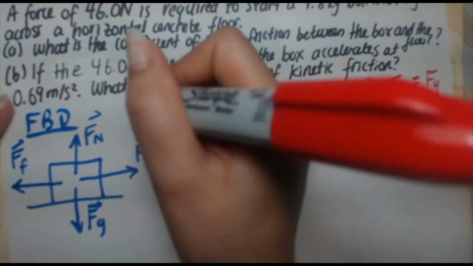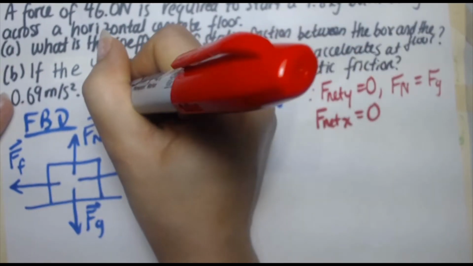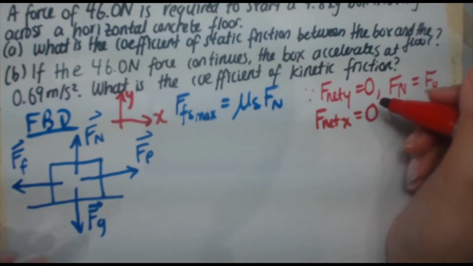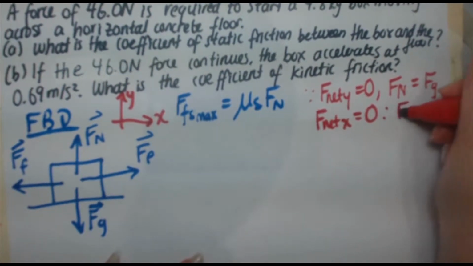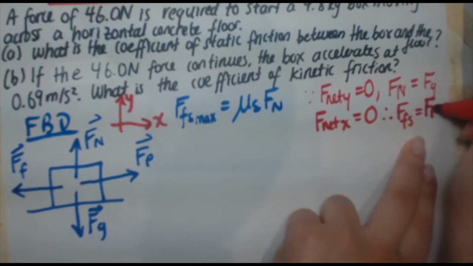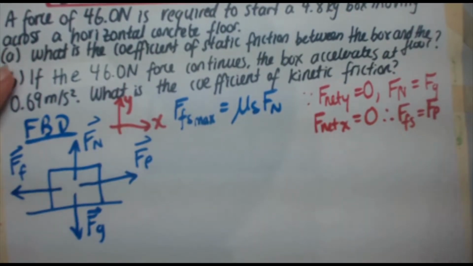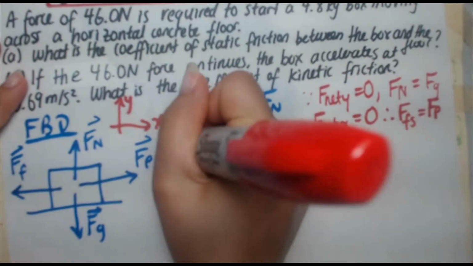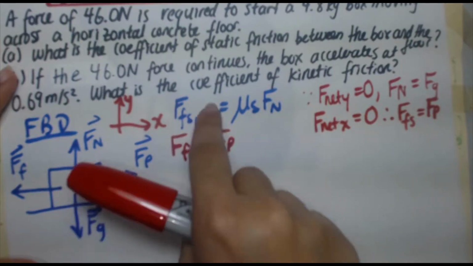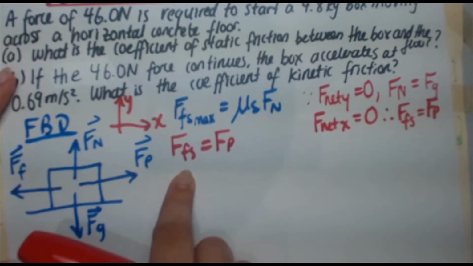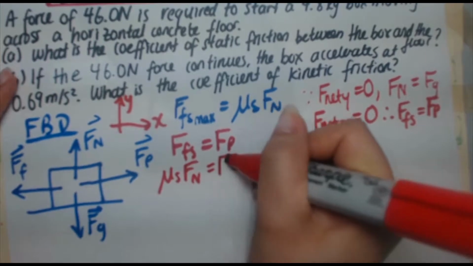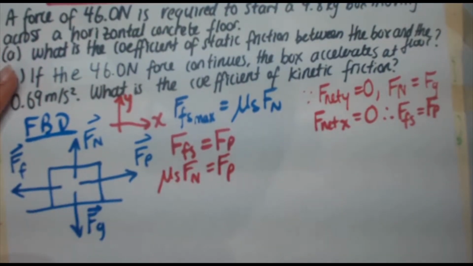And in the x direction, so let's put our coordinate axes here, x and y. In the x direction, we've got Fp in the positive, F friction in the negative. So therefore, if F net x equals 0, the force of static friction has to equal the push force. That's the premise that we are going to start with. So FFS is equal to Fp, right? And the maximum static friction, which is what we're dealing with here, that's mu s Fn is equal to Fp.